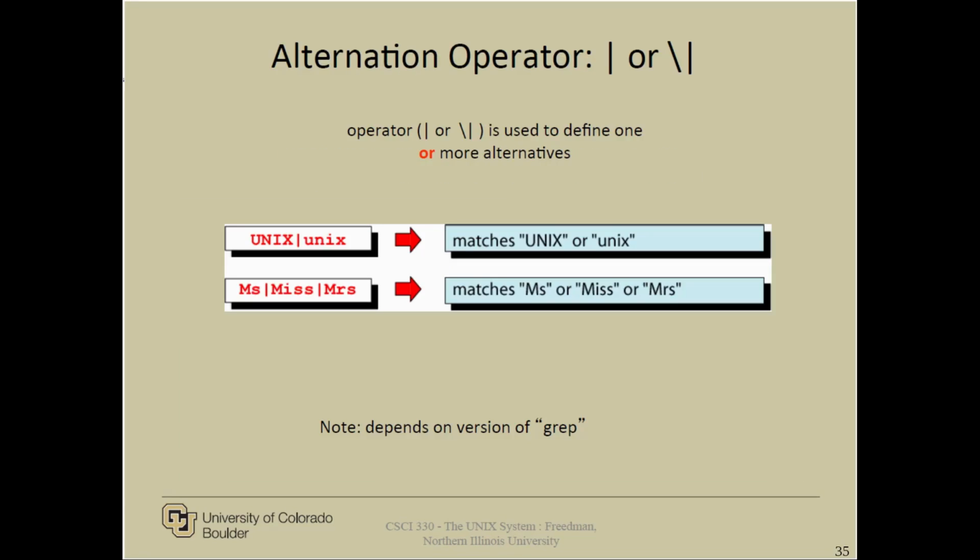Now we'll look at the alternation operator. This operator is essentially an OR operator. So here you can see in our example we have Unix and Unix, one uppercase, one lowercase. This is going to look for Unix or Unix. So it's going to look for the uppercase version of it or the lowercase version. It's not going to mix and match. It's actually looking for just a fully uppercase or a fully lowercase version of that string. Same for the bottom one.